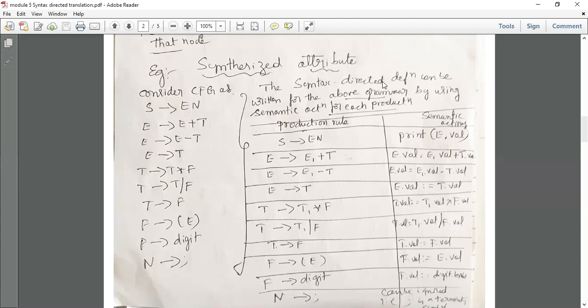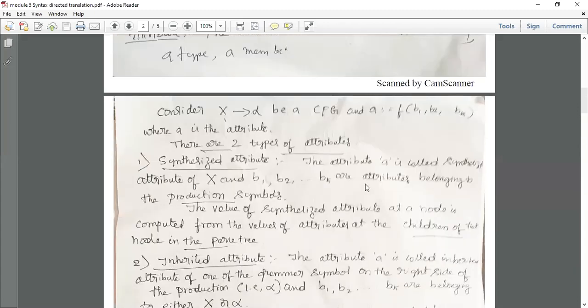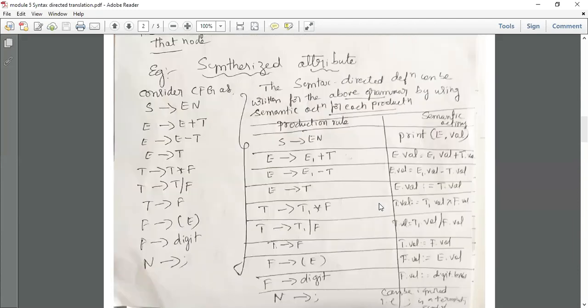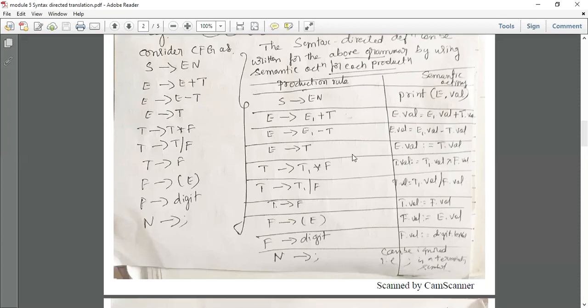See the syntax directed definition we just discussed: we need to worry about the capital X, a single non-terminal symbol belonging to the production symbols, and the children of that node, we need to find the values of attributes available at the children of that node in the parse tree. Come to the table. A syntax directed definition can be written for this grammar by using semantic actions for each production. Whatever question they may give, we have to make one table. In this table, keep the production rule in one column and the semantic action, the meaning of each production, in another column. Come to the first one.